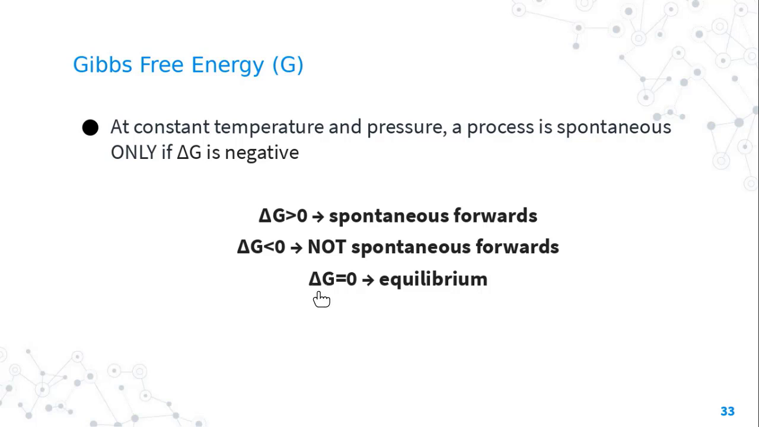And then you can also have delta G being equal to 0, which is at equilibrium, which we'll talk about a little bit later. You can use it to figure out the temperature that you need for a state change.